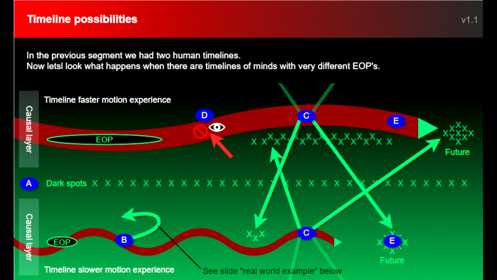A. The almost separate causal layers, see previous slide, of minds with extremely different EOPs are divided by dark spots where little imprint has been made. B. Events in one layer can have a different temporal order relative to another layer. This is because information itself has no temporal order, and each layer is only weakly influenced by the other.